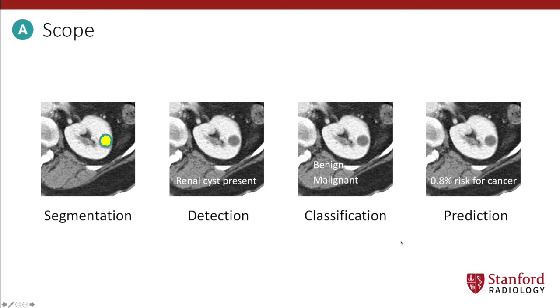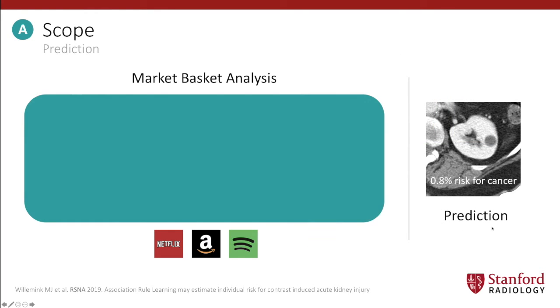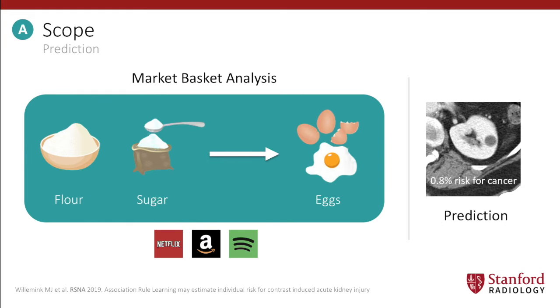Another problem that we solved within our own group was a prediction problem. And when you look at Netflix or Amazon or Spotify, they often use market basket analysis. So one example is if somebody goes to a grocery store and buys flour and sugar, there is a high probability that this person also buys eggs. And this analysis, market basket analysis, is used a lot in the non-clinical world. And we try to evaluate if this maybe worked in the clinical setting.